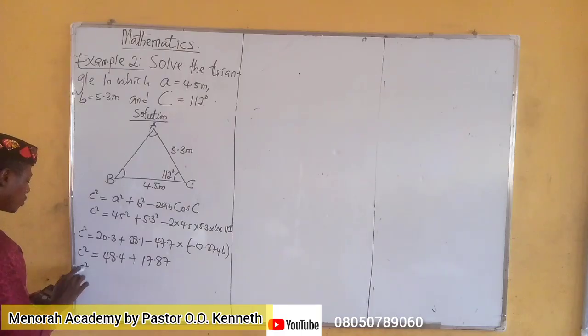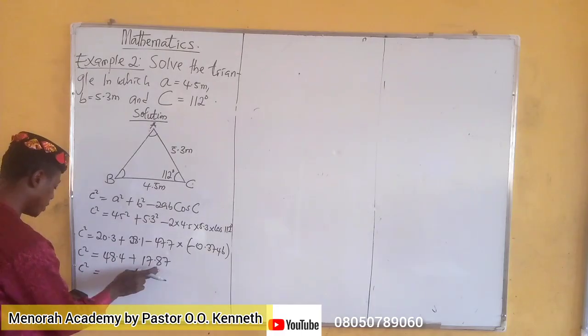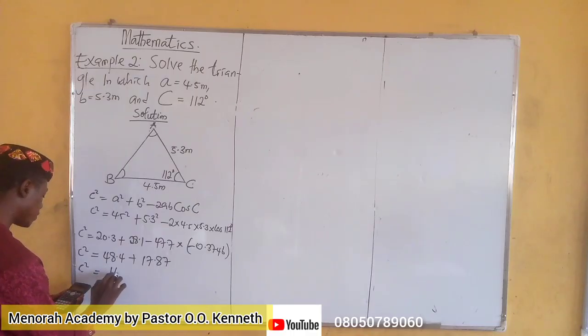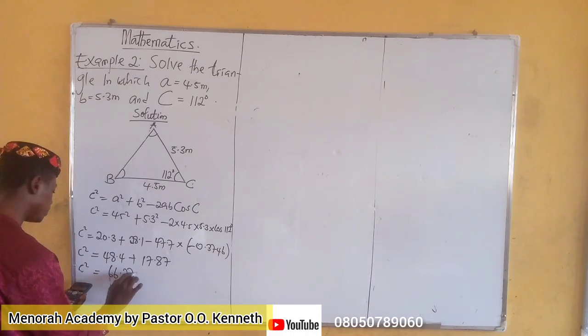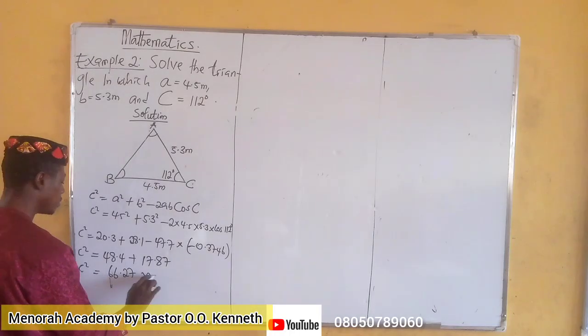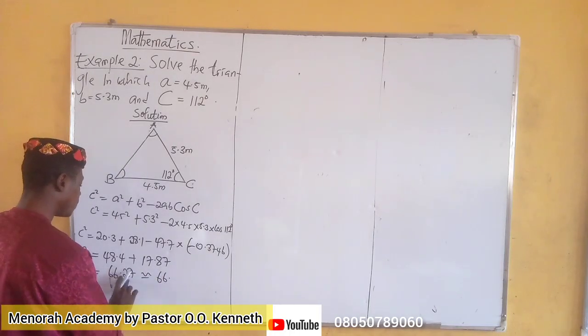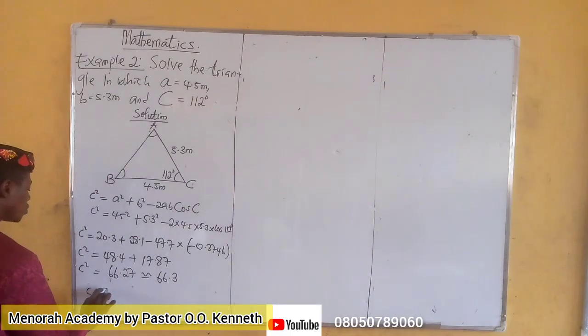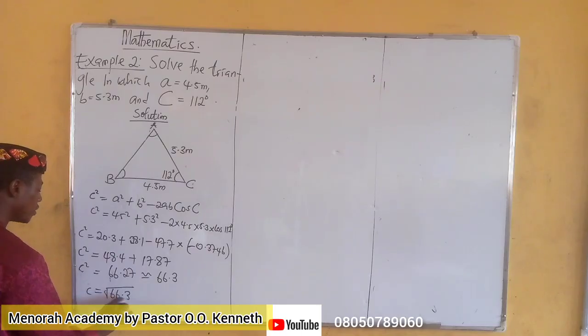Small letter c squared is going to be equal to this value, 48.4 plus 17.87, is going to give us 66.27. Okay, so approximately it gives us 66.3. Therefore, since here is squared, our c now will be the square root of 66.3 to clear this square.